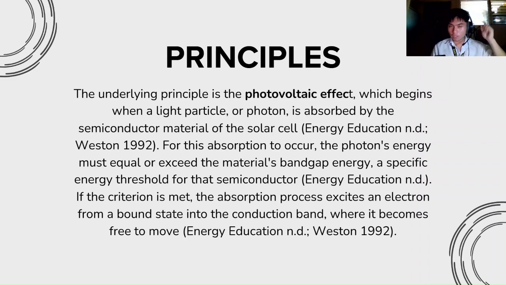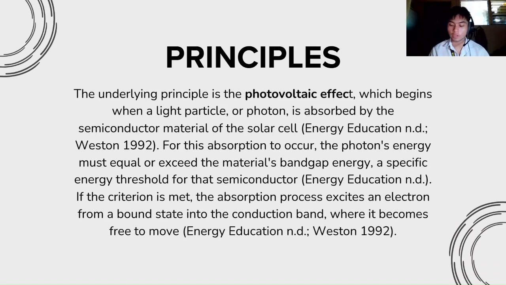So if the sunlight hits this solar cell and its energy is higher than this band gap energy, then it begins to excite an electron, or in my terms, it knocks off an electron from the shell. This bound state, I would rather say, is a shell. So it knocks off from the shell and goes into the conduction band. This conduction band could be a wire, anything that is conductive, and the electrons become free to move.